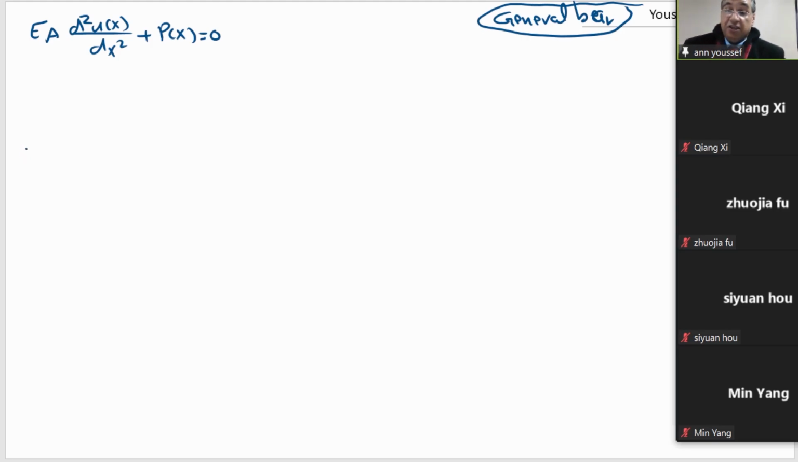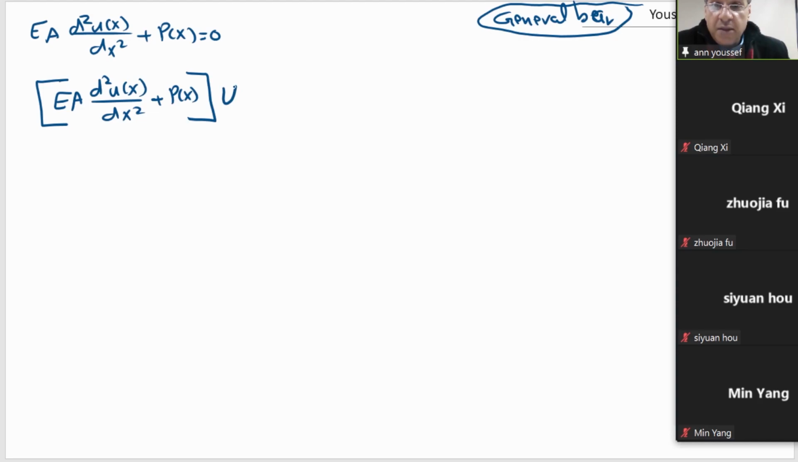What I can write here directly is the same differential equation: EA times d2u of x by dx squared, plus p of x, and this part is equal to 0. What I'm going to do is multiply it by any weighting function.